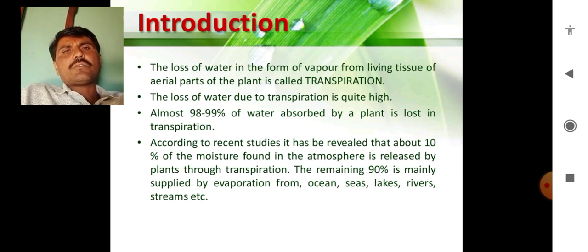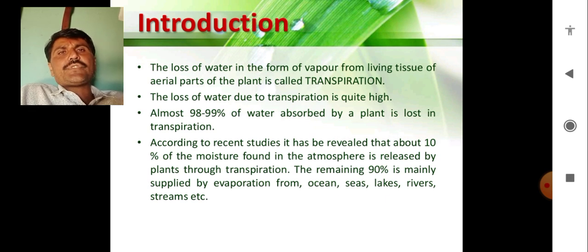Well, in that we have gone through the plant and water relation, the mechanism of water, of its movement from the ground parts of the plants upwards towards the aerial parts. In that we see the terms diffusion, osmosis, imbibition, and so on.